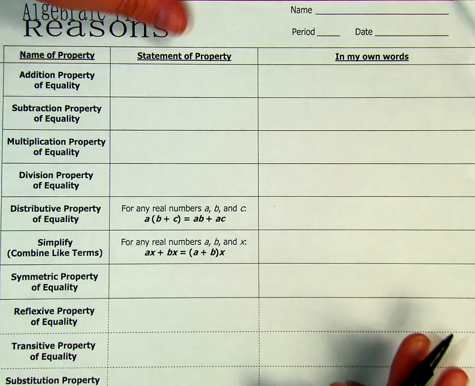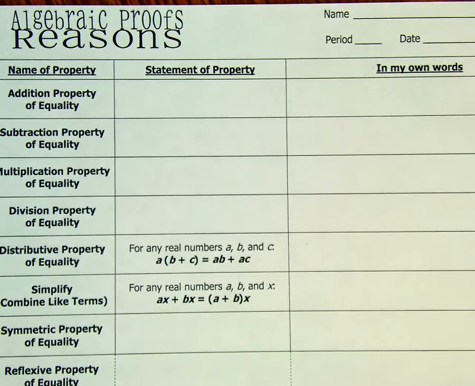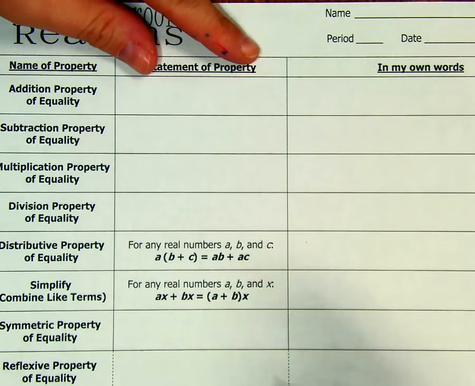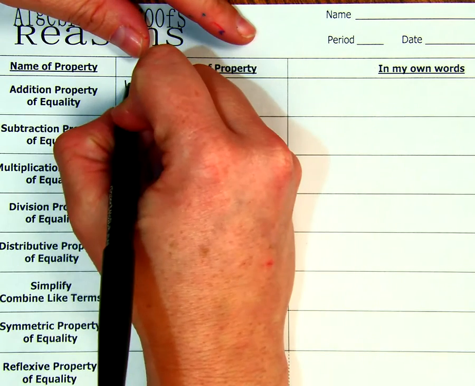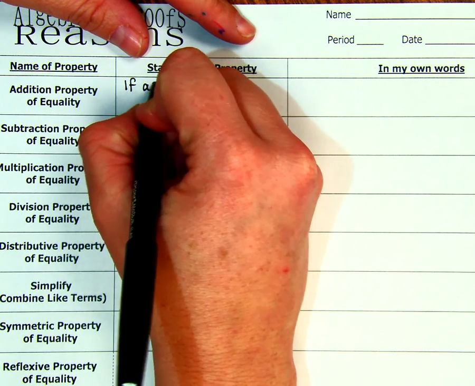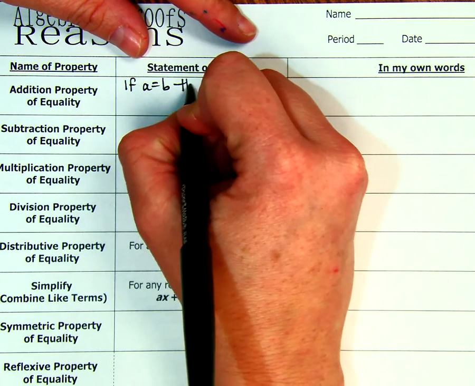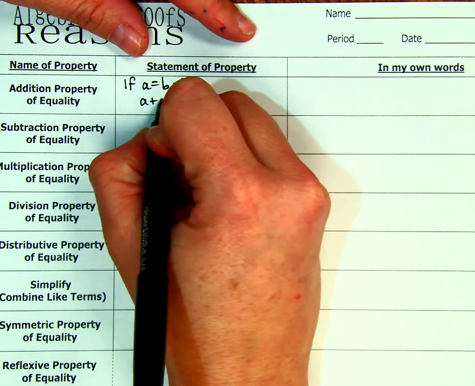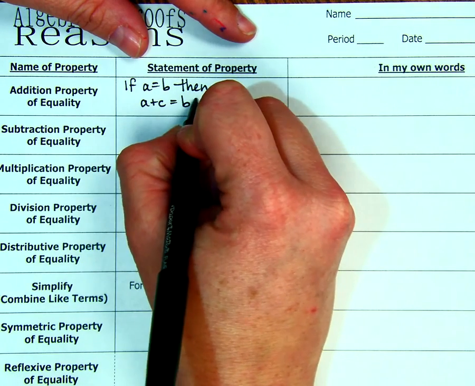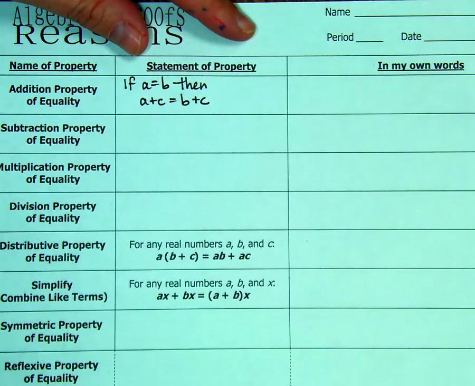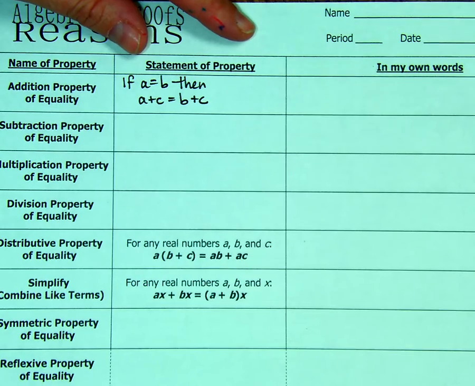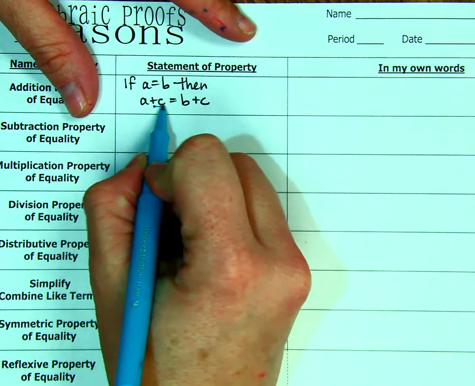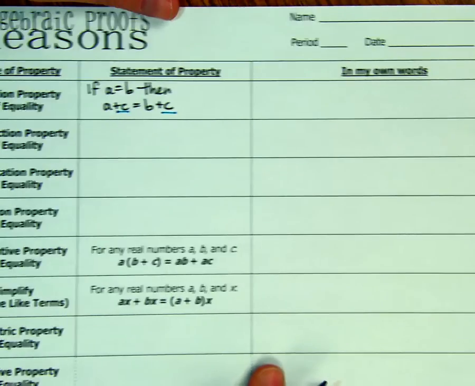So the first thing you need to understand is all the individual proofs. I'm going to zoom this in a little bit. The addition property of equality states if A equals B, then A plus C equals B plus C. So what we are doing is we are adding the same number to both sides of an equation.